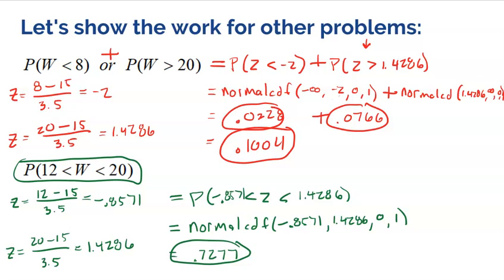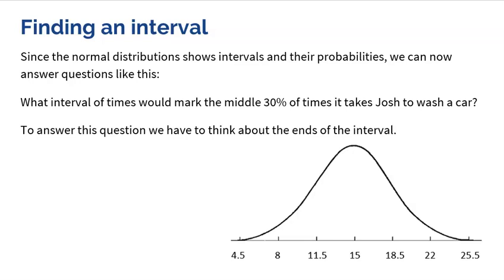All right, now what else can we do with the normal model and these continuous random variables? Well, we can also find intervals. Remember, the normal distribution shows the intervals and their probabilities. We can now answer questions like this, right? We could go both ways. I could give you an interval and you find the probability, or I could actually work backwards. So the question here is, what interval of times would mark the middle 30% of times it takes Josh to wash a car? So now I'm looking for the middle 30%, right? The 30% probability that's in the middle.